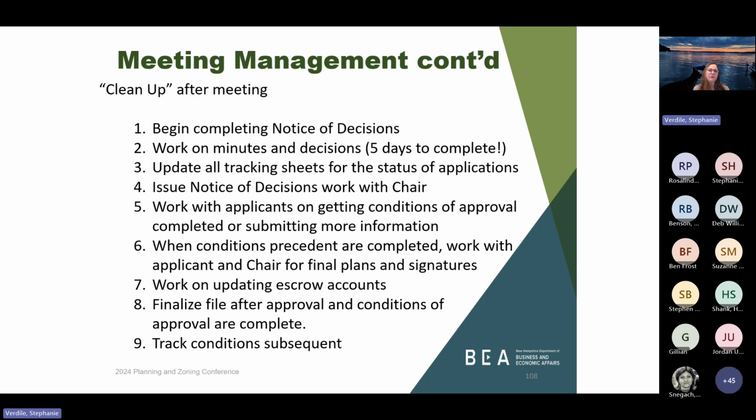You should be issuing the notice of decisions and working with your chair on what the conditions of approval are. You should be taking those from the minutes and putting them right into your template for your notice of decision, as well as your findings of fact. And it's a responsibility to work with the applicant as well.